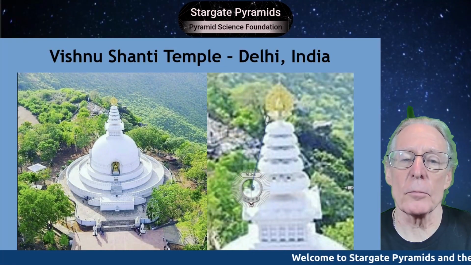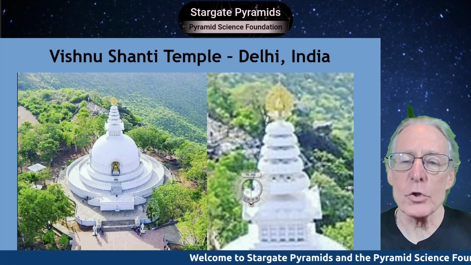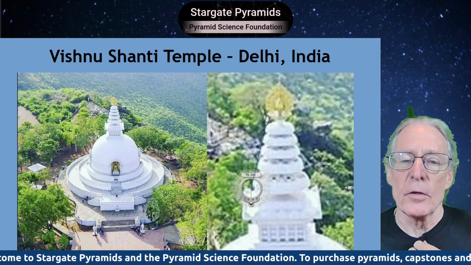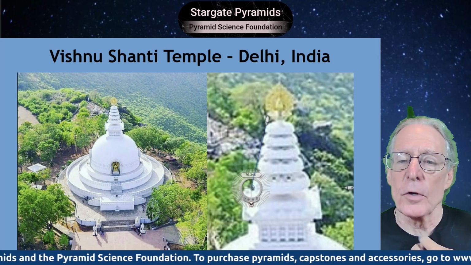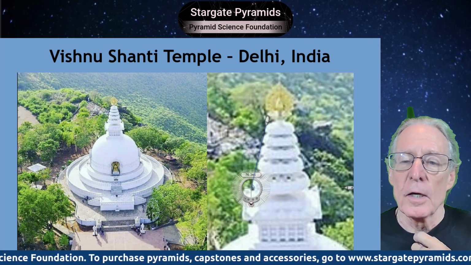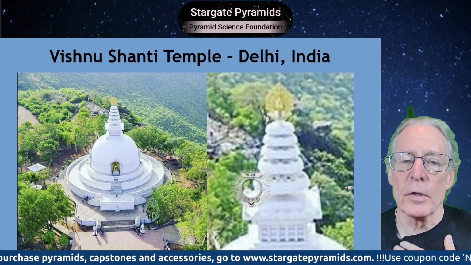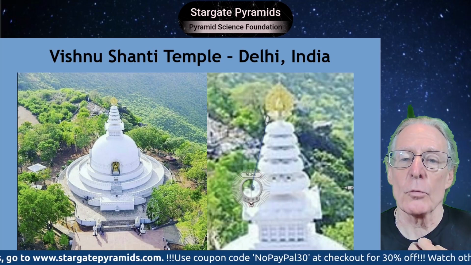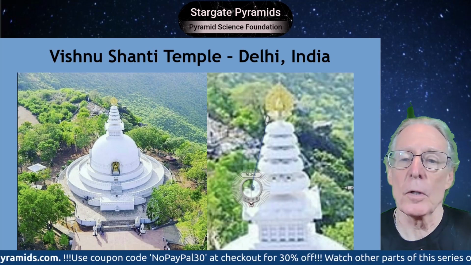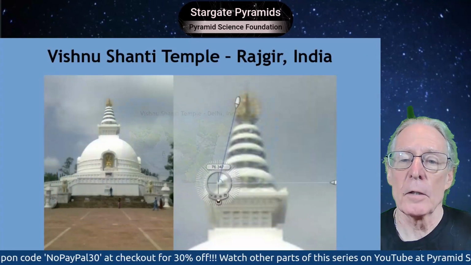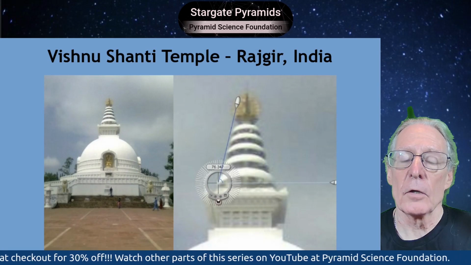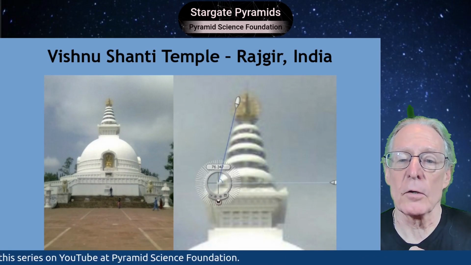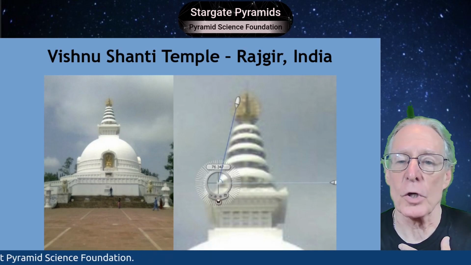Now here we start some examples of bell-shaped and conical base structures that have this same kind of transmission or receiving technology built into the top of the temples. So this one is the Vishnu Shanti Temple in Delhi, India. Here's a similar temple to Vishnu Shanti in Rajgir, India. They're almost carbon copies of each other.